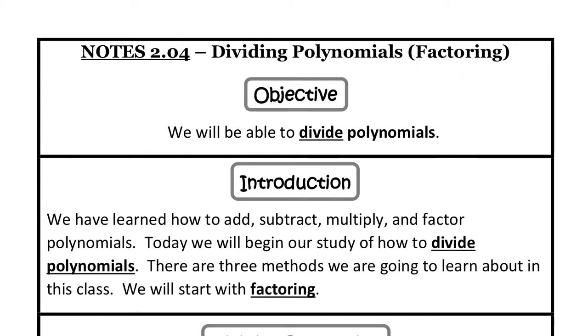So far, this past test that we took, we've learned how to add, subtract, multiply, and factor polynomials. So today we're going to look at how you divide, because we're going through each of the operations: adding, subtracting, multiplying. Factoring is one operation that's specifically for polynomials, and then today we're going to look at how to divide polynomials.